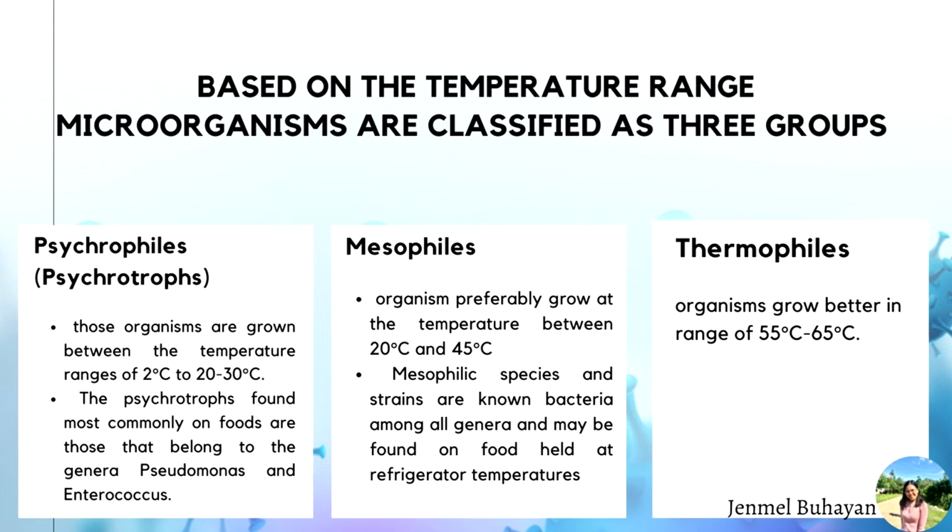Mesophiles are organisms that preferably grow at a temperature between 20 degrees Celsius and 45 degrees Celsius. Mesophilic species and strains are known among all bacterial genera and may be found in food held at refrigerator temperatures. The thermophiles are organisms that grow better in the range of 55 degrees Celsius to 65 degrees Celsius.